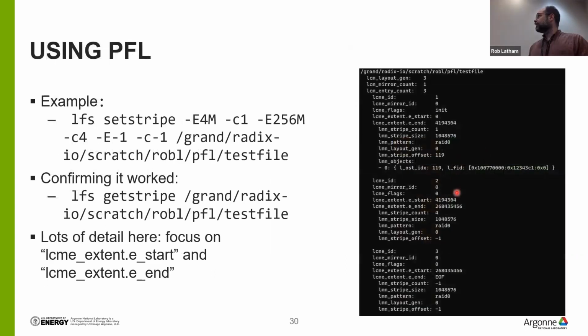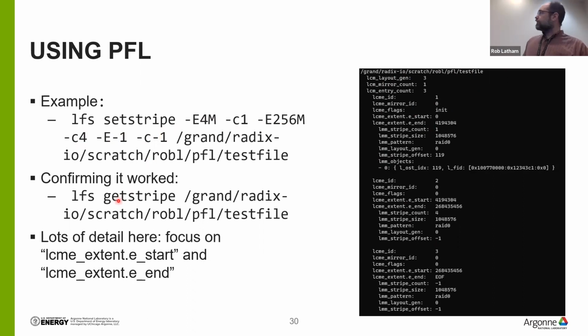This may be hard to read if you're in the back of the room, but if you look at these materials on your laptop, I have the output of setting up and requesting progressive file layouts on the Polaris machine. Okay. So here's a small test file. You set up the 3 regions here. For the first 4 megabytes, it's 1 server. For the next 256 megabytes, it's 4 servers. And then for the rest of the file, we use -1, which means all the servers.